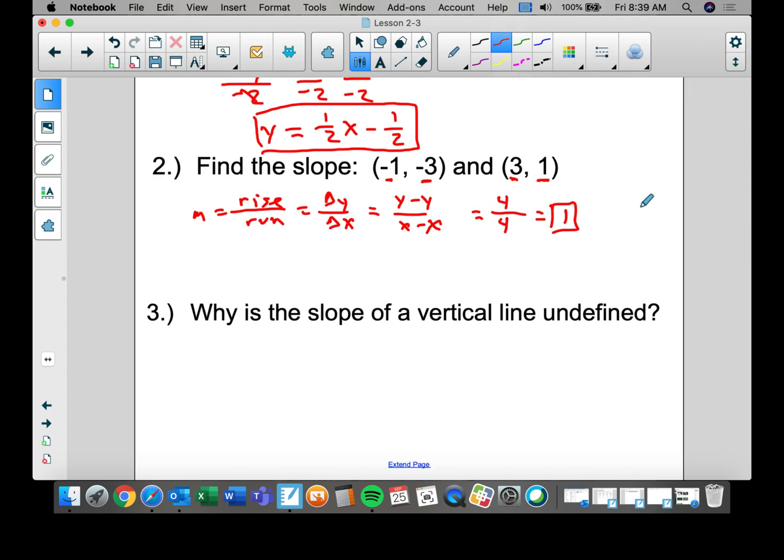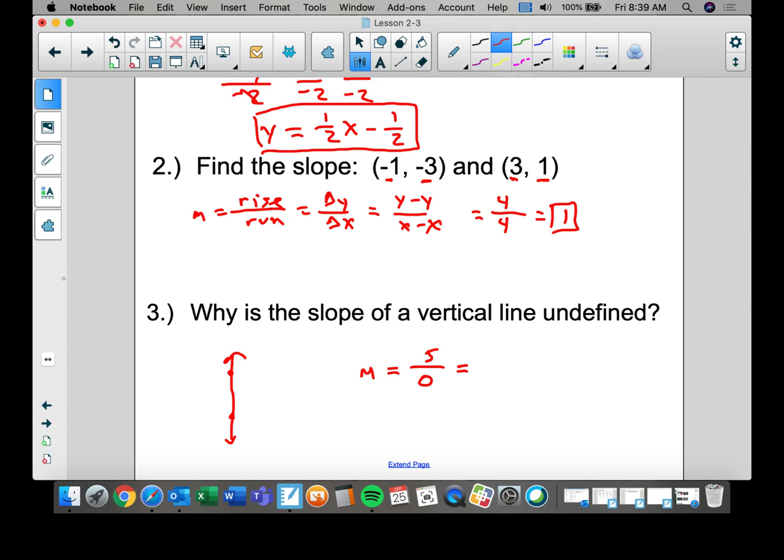And then down here on number 3, the last question I have for you is, why is the slope of a vertical line undefined? If we think of this as change in y over change in x, I could pick any 2 random points and we'd have some number for the change in y. I'm going to make something up. Let's say it's 5. That's my change in y. But with every vertical line, if you think about the change in x, there is no change in x. There is 0 run, which is exactly why this slope is undefined, because remember, we cannot divide by 0.